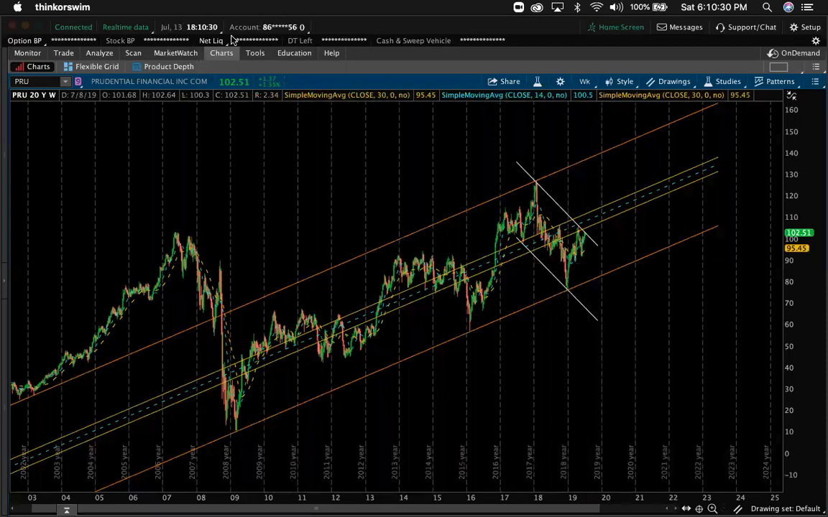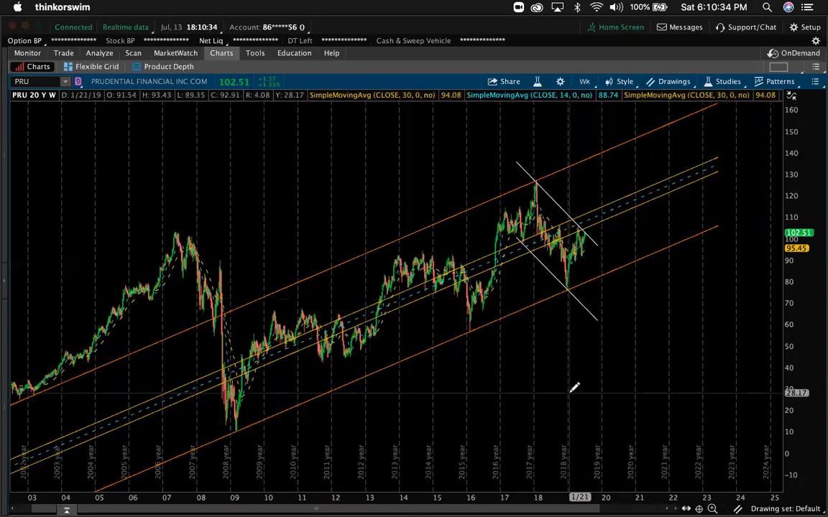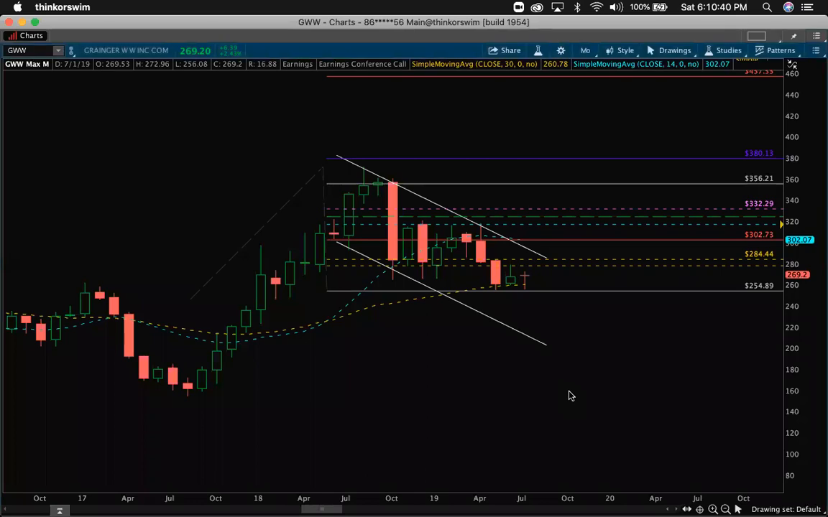As you can see here, this is a weekly chart. I'm basically looking at a couple of strikes on this one. Another name that we'll be looking at would be GWW. We've played this one many times. I feel like it's ready again.